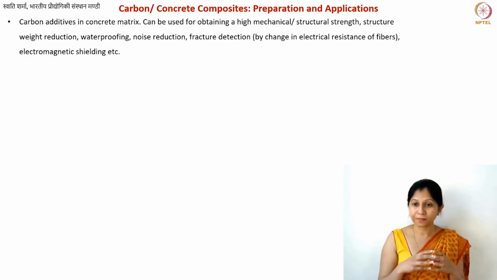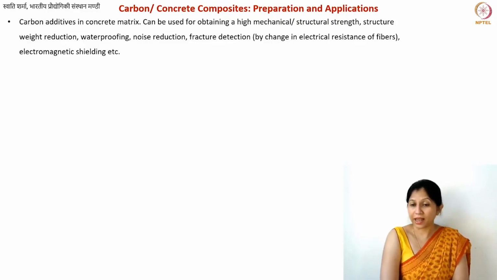Fracture detection. How do you detect fracture? Your carbon materials are electrically conductive, right? If not very high electrical conductivity, at least it will offer some kilo ohm resistance. So it's reasonable electrical conductivity. Okay. Now what you can do is, when you have a change in the electrical resistivity of your carbon fibers, in that case, you can detect the crack. So you can use these structures also for detection of cracks.